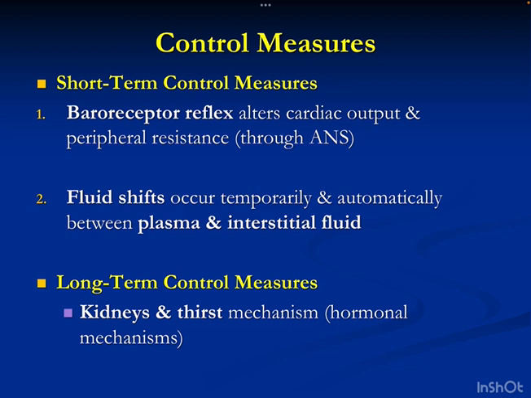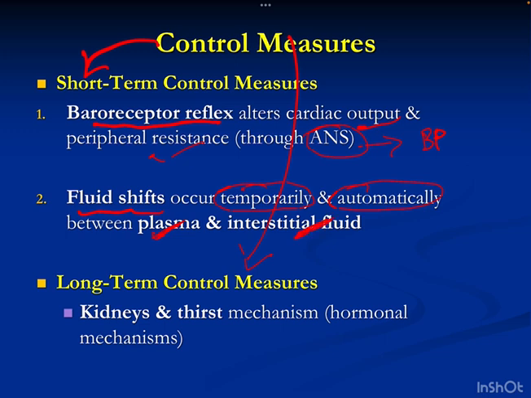So control measures can be short term and long term. In the short term, there's a reflex known as the baroreceptor reflex, which alters the cardiac output and peripheral resistance through the autonomic nervous system, and it is mainly responsible for the maintenance of blood pressure rather than blood volume. Also in the short term, fluid shift occurs temporarily and automatically between plasma and interstitial fluid.